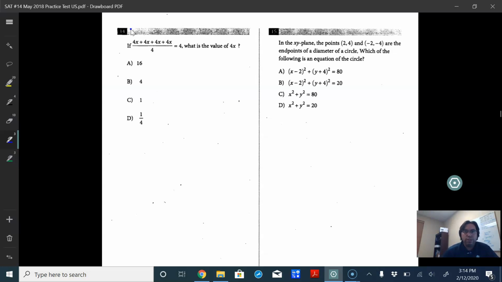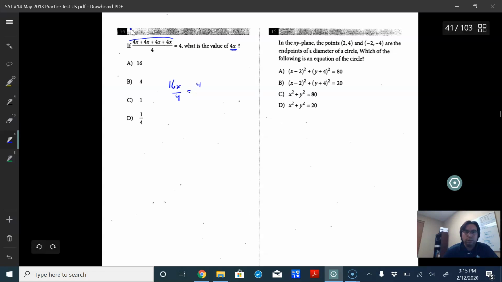Okay, number 14, it certainly looks a little bit more challenging than what it so happens to need to be. It says if 4x plus 4x plus 4x plus 4x divided by 4 equals 4. All right, what is the value of 4x of things? And so looking at this, one of the things we can do is we kind of sum all these that are up top. So 4x plus 4x. So eventually what you do is you get 16x over 4 equals 4.